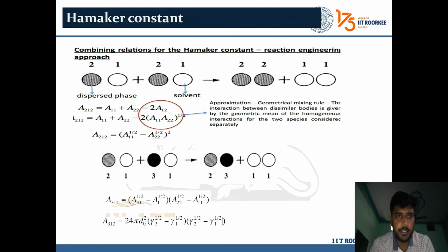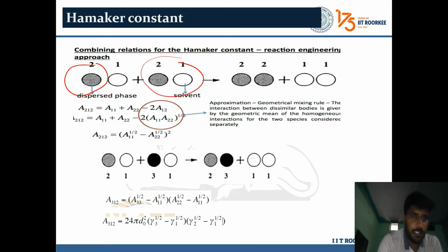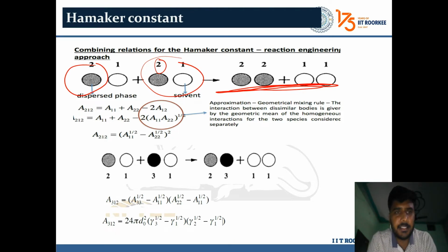Okay, and this is the Hamaker constant, the combining relation, or you can say the solvent effect. There are two cases. I denote this first phase as 2, and the solvent as 1. Basically you are dealing here with the reaction engineering approach. One dispersed phase is here, one solvent is here, and after they interact, you can deal with the final products.